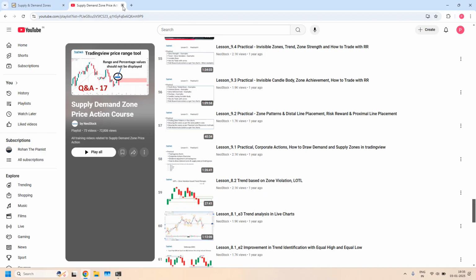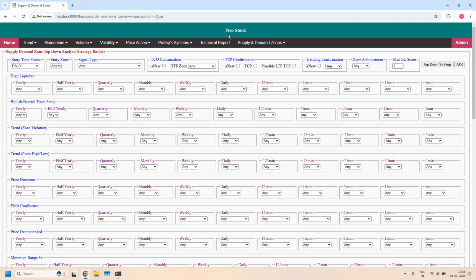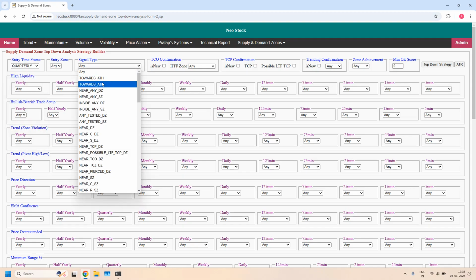Okay, now let's get into the report generation with the help of NeoStock Software Supply Demand Zone Top-Down Analysis Strategy Builder. First, let us find the stocks near demand and supply zones for different time frames, starting with quarterly time frame. Stocks near quarterly demand zone.